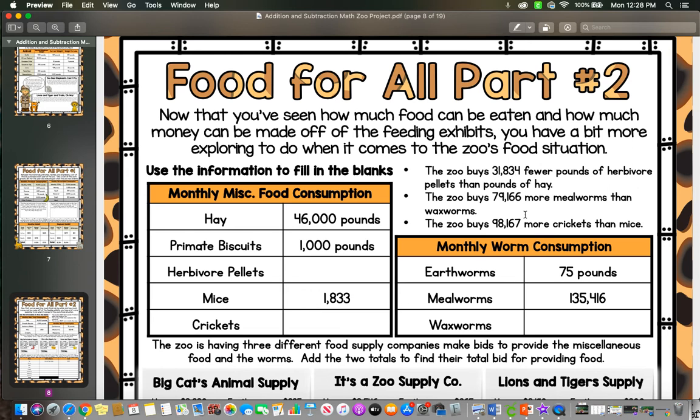The zoo buys 79,166 more mealworms than waxworms. And the zoo buys 98,167 more crickets than mice. And here's your monthly again: hay, biscuits, pellets, mice, and crickets. And the monthly worms is earthworms, mealworms, and waxworms.